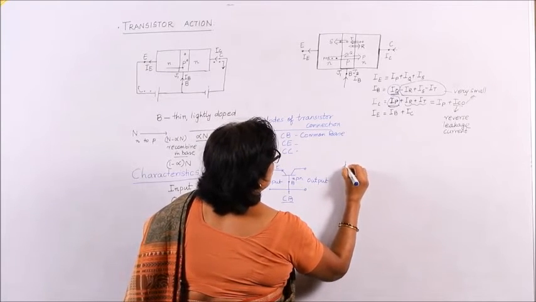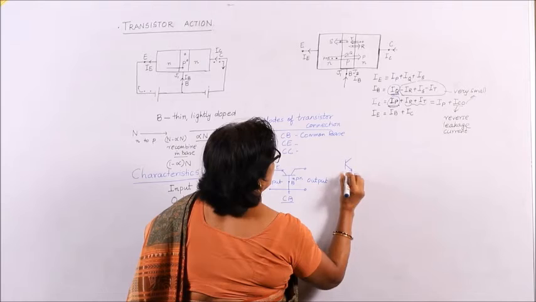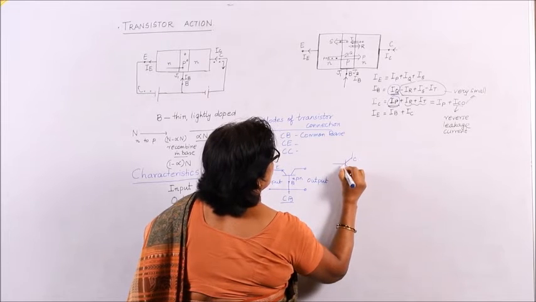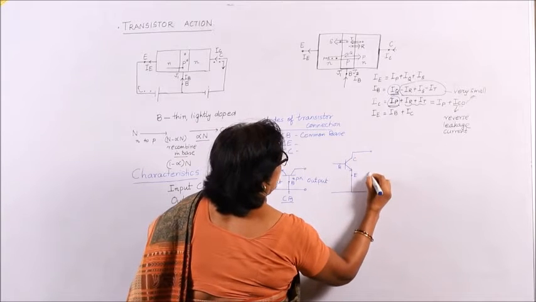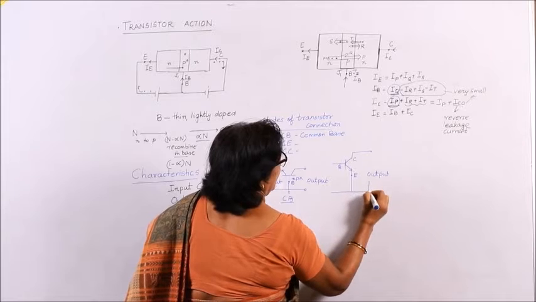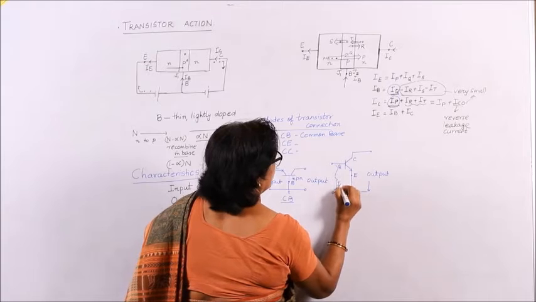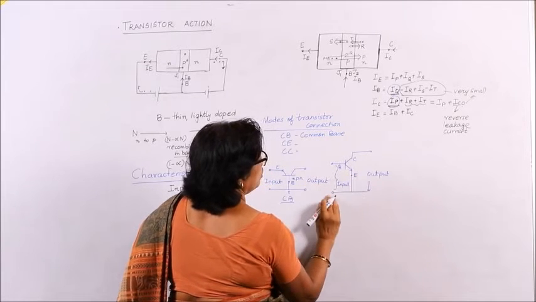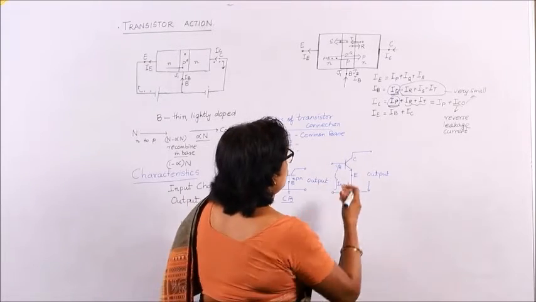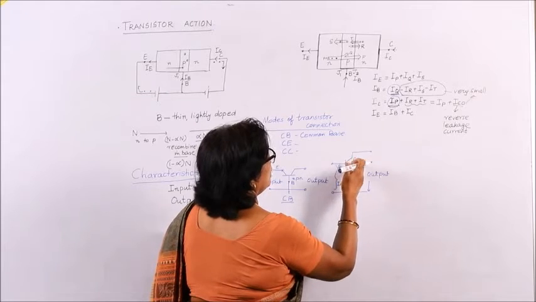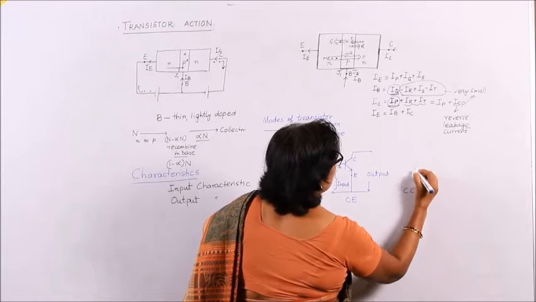Similarly, if I draw the emitter in the middle, this is my emitter now. This is base, this is collector. So, emitter is common to both input as well as output. You connect the output here, take the output from here and input from here. Then emitter is connected to both input and output. So, this is a common emitter connection, and similarly if we place the emitter on one side and draw the collector on the other, I will have a common collector connection. So, we can also have a common collector connection.